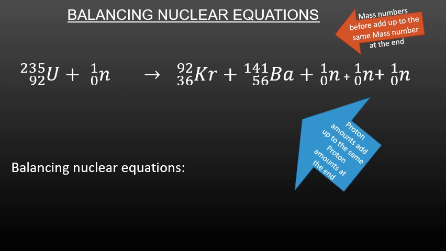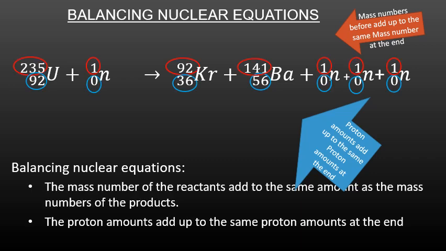And to show you that second step again, everything in blue should equal each other. So 92 plus 0 is 92, and 36 plus 56 is 92, plus 0 plus 0 plus 0. So 92 on the left, 92 on the right. In red here we have all of the mass numbers, and they add up to 236 on this side. 92 plus 141 plus 1 plus 1 plus 1 adds up to 236. And you can see here I've shown that the neutrons are separate from each other just to make the math a little bit easier to see.